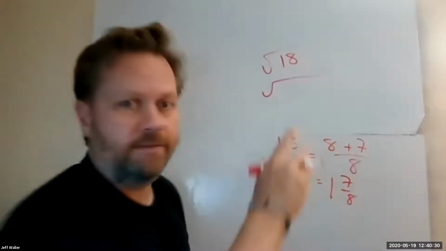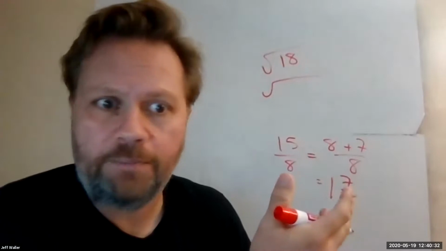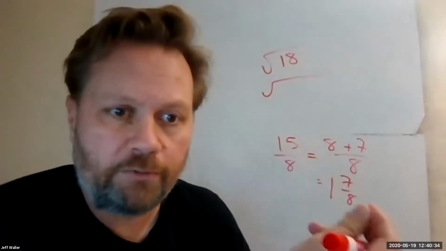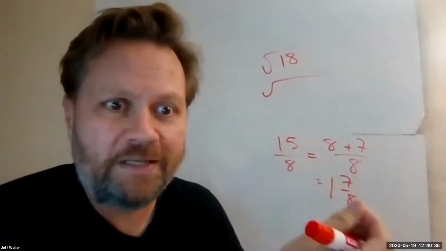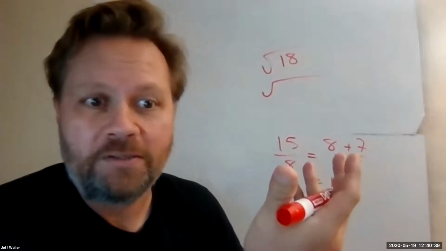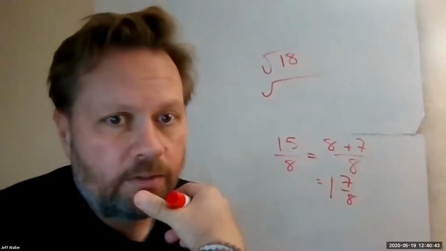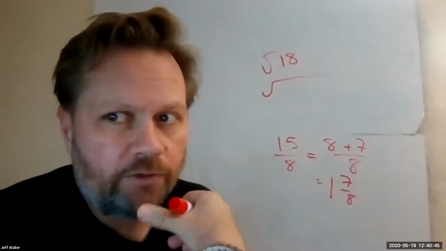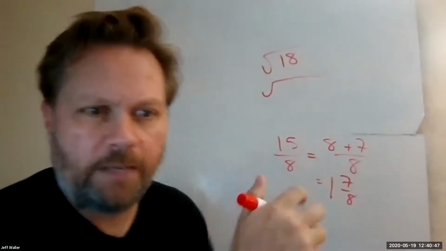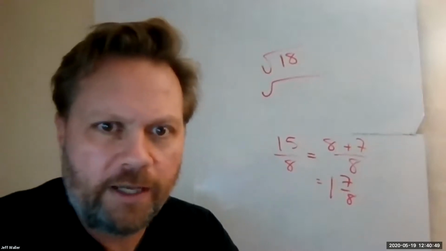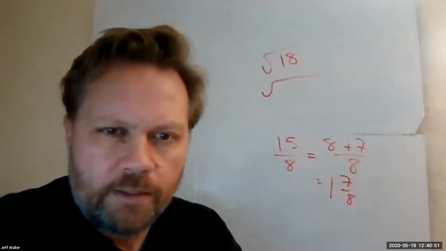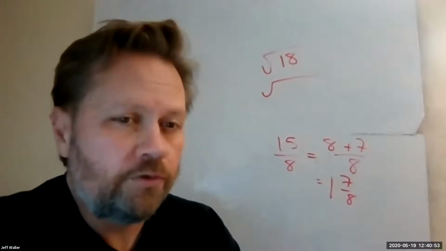3 times 6? 3 times 6 is 18, right? But why is that no good? Can I do the square root of 3? Can I do the square root of 6? No, no. So how do I break 18 up so that I could do the square root of a part of it? All right, so maybe I've jumped into this a little quickly. Is there a number that goes in 18 that I can do the square root of?